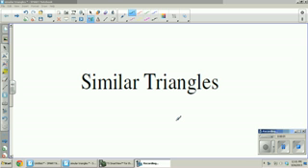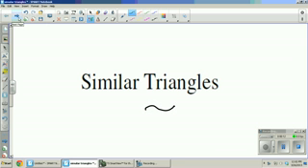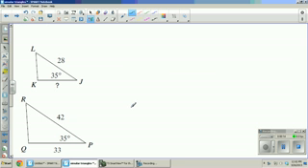Okay, here's a video on similar triangles. When we're talking about similar triangles, you're going to see us using this symbol right here a lot. This symbol means similar. For similar triangles, we're going to be trying to find lengths of different sides of triangles for two that are similar.